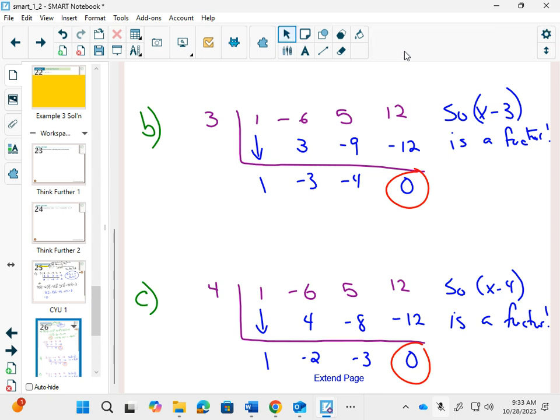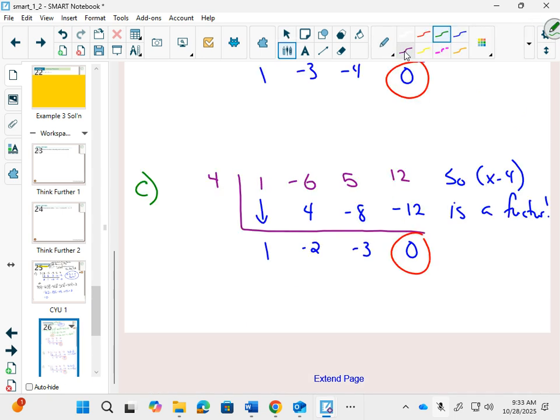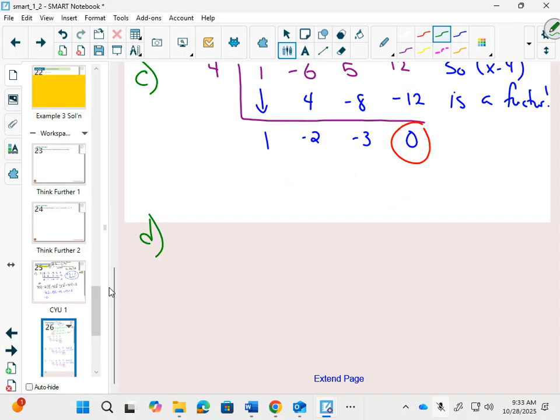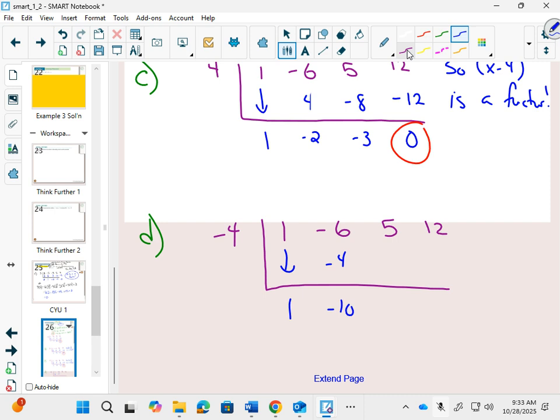Are they just giving us factors? Again, I'm going to get you to leave space under this one before you get to D. We'll do D quickly. Same thing: 1, -6, 5, and 12. And in D, we're dividing by x plus 4, so there would be a -4 out in front. Bring down the 1. Multiply and add. Multiply and add. Here's the first time that synthetic division has got us a little bit tricky with numbers.